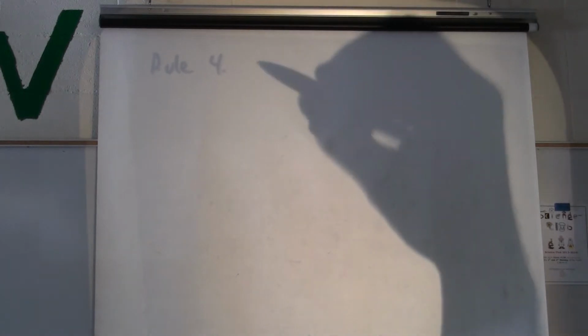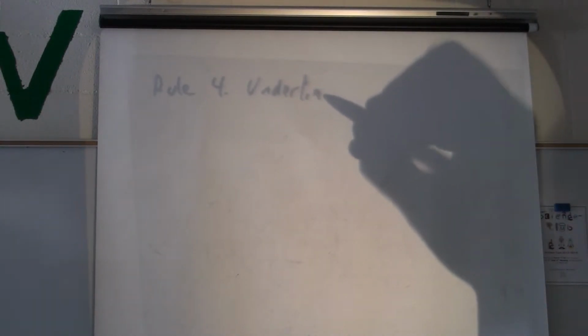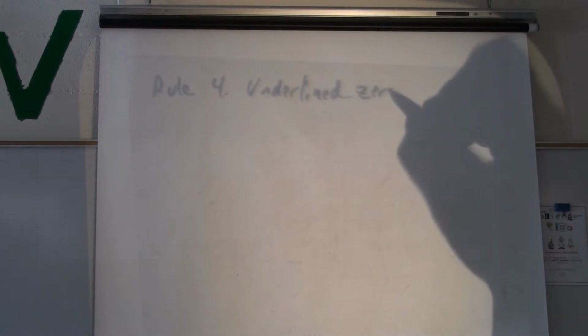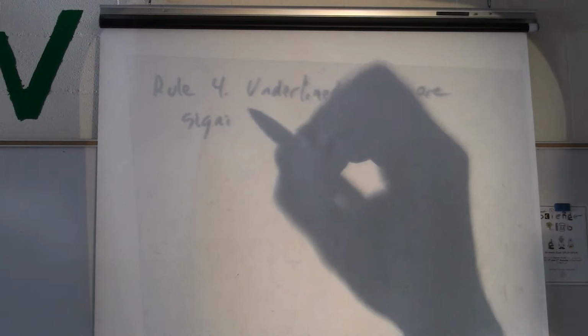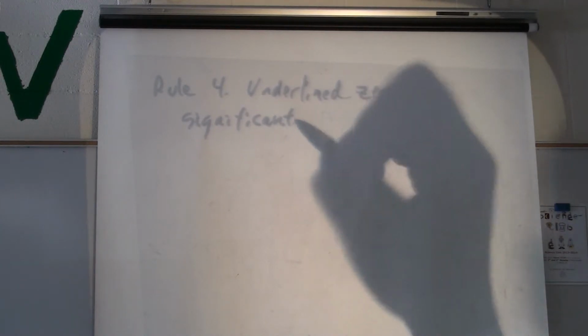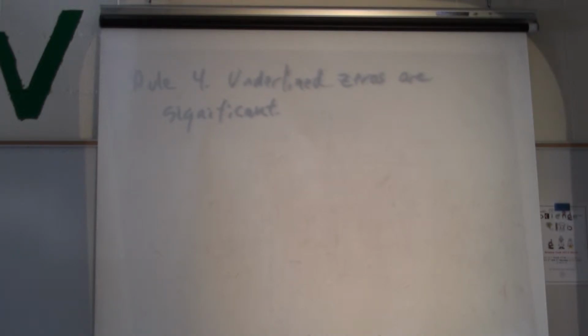All right, rule number 4. Can't wait. Underlined zeros are significant. Don't worry about that, this thing is possessed.